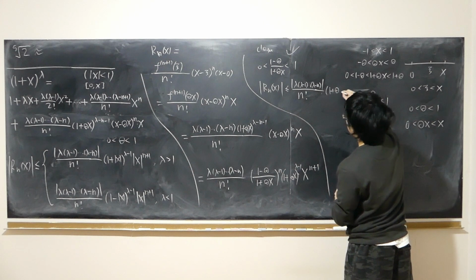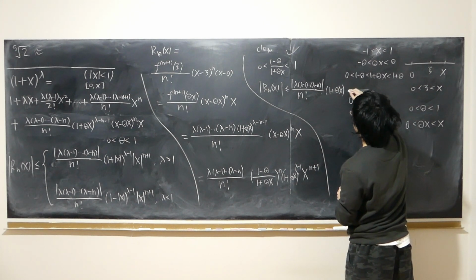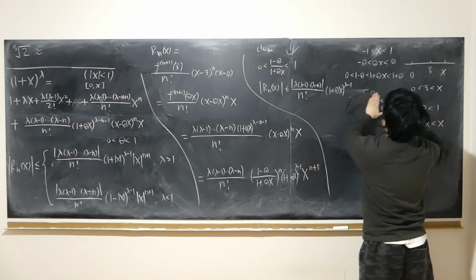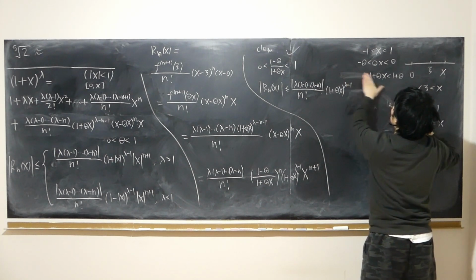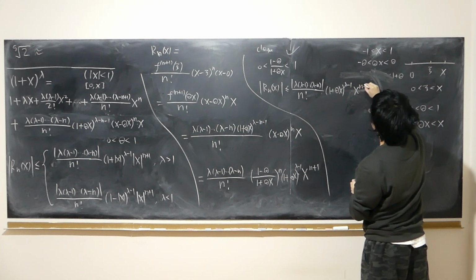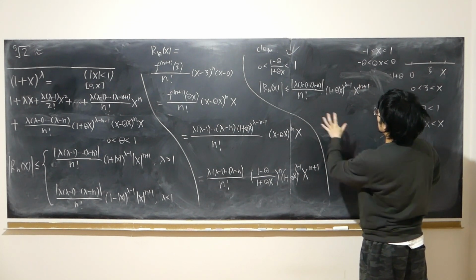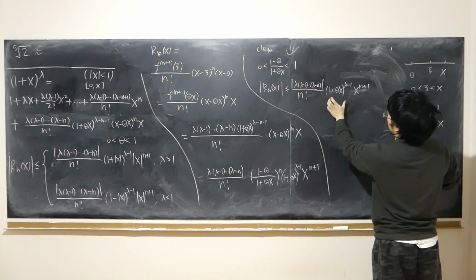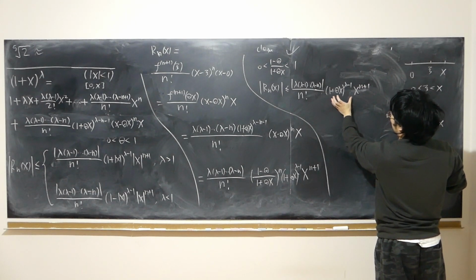1 plus theta x to the power of lambda minus 1 times x to the n plus 1. So my job now is to further estimate this part. I want to get rid of all the thetas, because that is the tricky part.